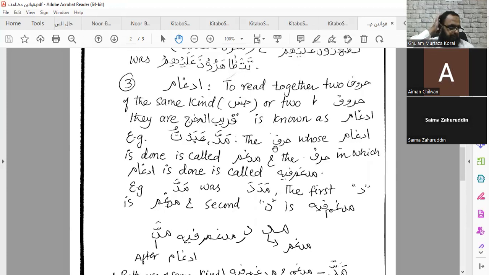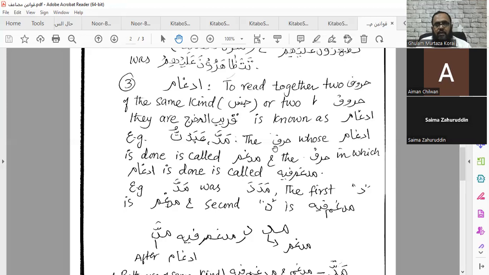Now the third thing is idgham. When idgham is done, two huruf are joined together; that process is known as idgham. The harf that is made part of the idgham is known as mudgham, and the harf into which the idgham is done is known as mudgham fih. The first harf we can say is the mudgham, and the second harf is mudgham fih. So before we learn the process of idgham, remember that in the process of idgham there are two huruf. By joining them together, their idgham is performed.